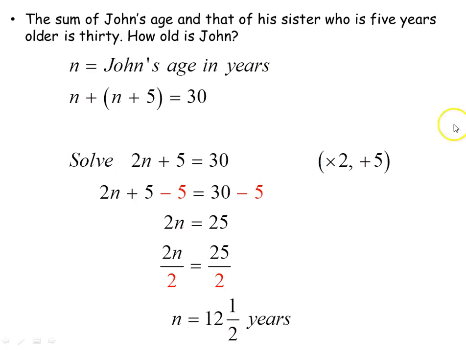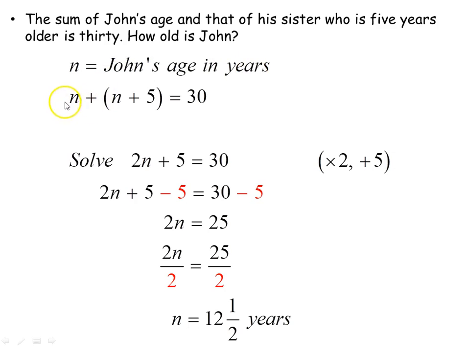Alright, next question. The sum of John's age and that of his sister, who is 5 years older, is 30. How old is John? Alright, well, we don't know what John's age is, but what we can do is assign to it a pronumeral representing his age, whatever it is. So we'll let n be John's age in years.